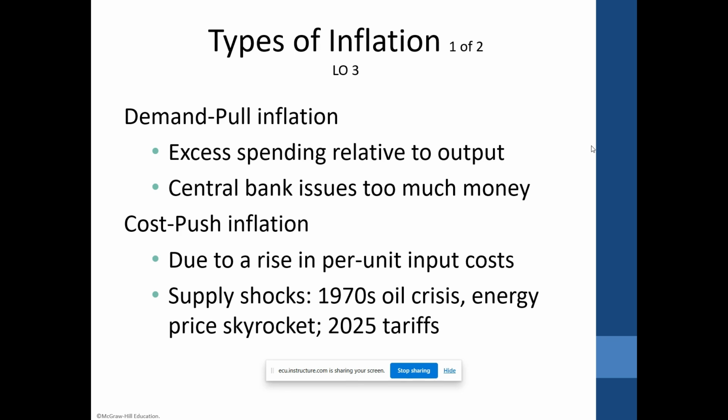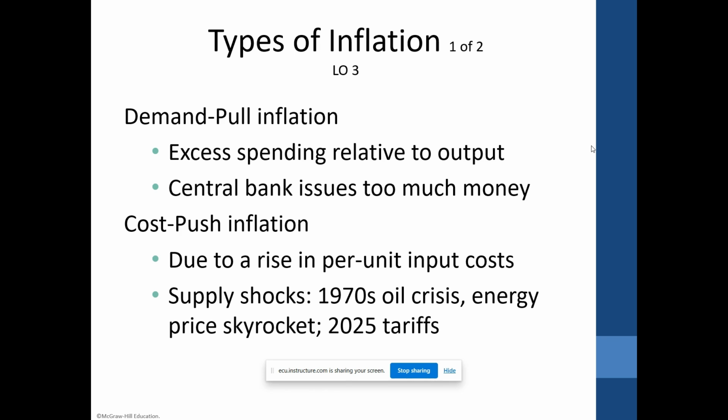Cost-push inflation occurs as prices rise because of a rise in per unit production costs. The per unit production cost is a division of total input costs and units of output. In cost-push inflation, prices rise, but output falls.